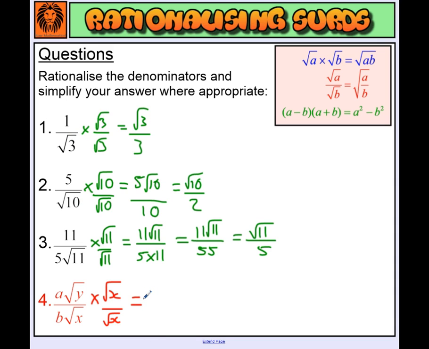Now, this will give us root xy by using our previous rules of multiplying surds. So root y times root x is root xy, and we can now do the same with root x times root x, which simplifies to x, so therefore our denominator is bx. We can't simplify any further, so this is our answer for the question.